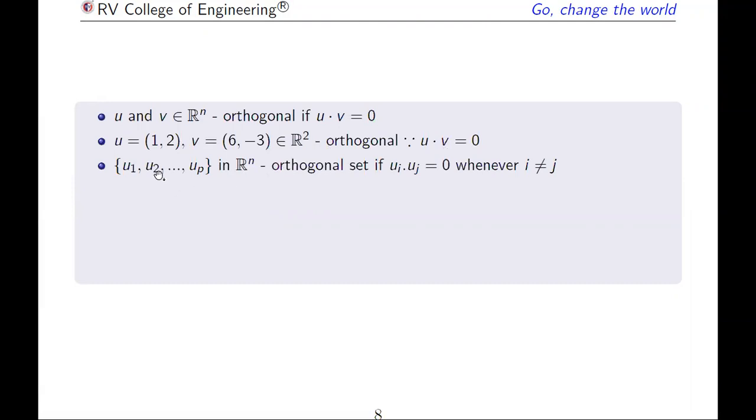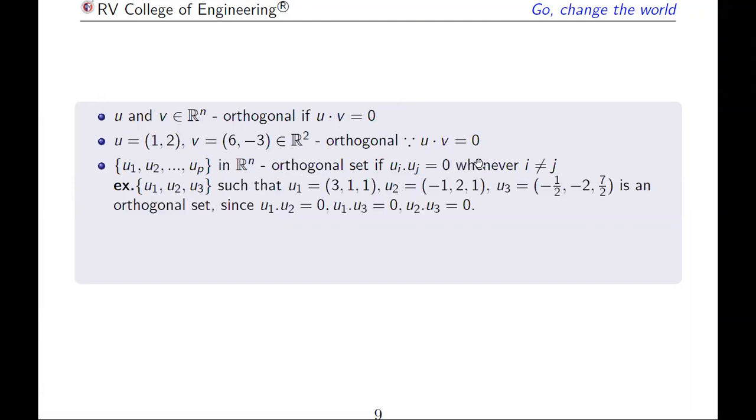And a set of vectors u1 to up belonging to the vector space R^n is said to be an orthogonal set if each vector is mutually orthogonal to every other vector. For example, the set u1, u2, u3, where u1 is (3, 1, 1), u2 is (-1, 2, 1), and u3 is (-1/2, -2, 7/2), is an orthogonal set. Why? Because you can see that u1 dot u2 is 0, u1 dot u3 is 0, as well as u2 dot u3 is 0.